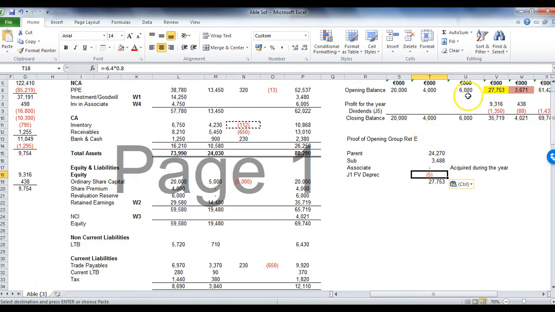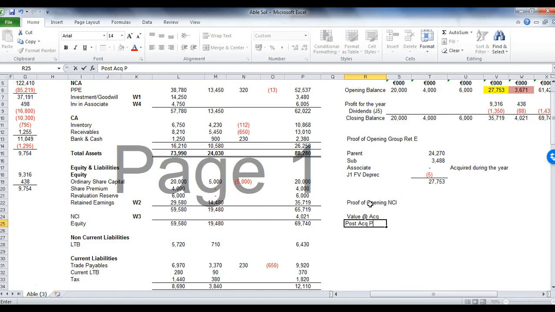You typically won't be showing it because you don't have to prove this, but for learning or tutorial purposes, it's useful to see how it flows through into opening group retained earnings. It's still split 80-20, 80% going to group retained earnings. And we can now do the very same approach for the proof of opening NCI. You start with the value at acquisition and you add post-acquisition profits. And of course you'll also have the journal 1 fair value depreciation.